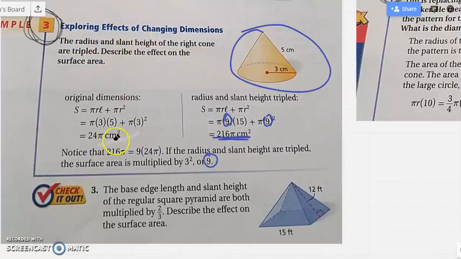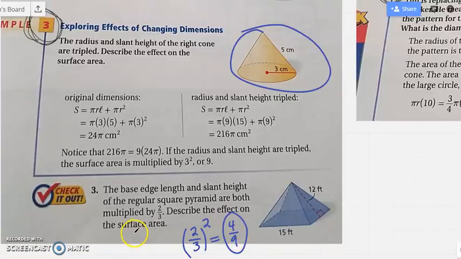So you look down here and they ask you what's the effect on the surface area of this pyramid if you multiply the base edge and the slant height by 2/3. Well, you know it's going to be times 2/3 squared, which is times 4 over 9. That's going to be the effect on the surface area. You don't have to go through all the motions, but it's good to do the calculation once just to see how it works out.